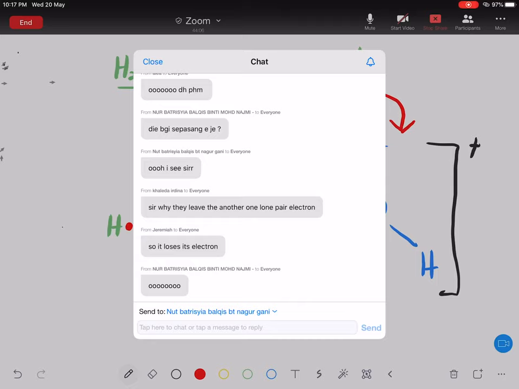It doesn't lose, Jeremiah. If you say lose electron, that indicates a ionic bond. Gain electron and lose electron is referring to the ionic bond. Now, we are talking about sharing electron. Sharing electron is referred to the covalent bond.